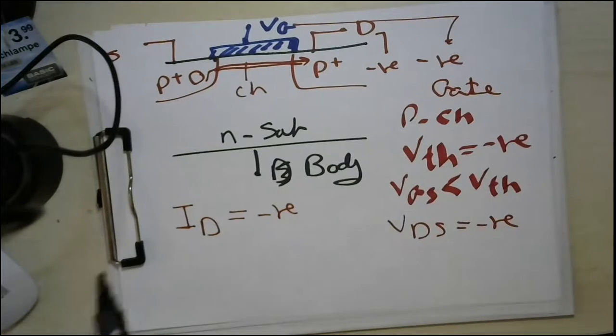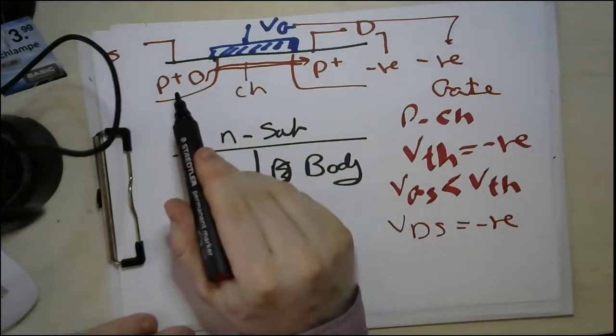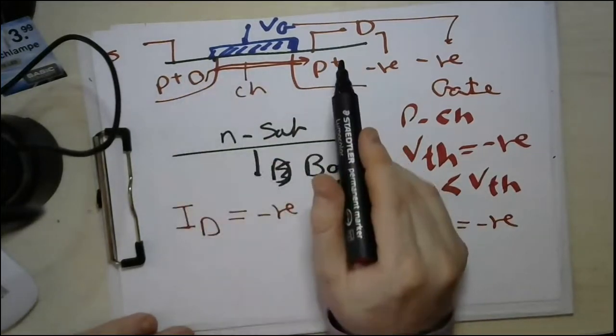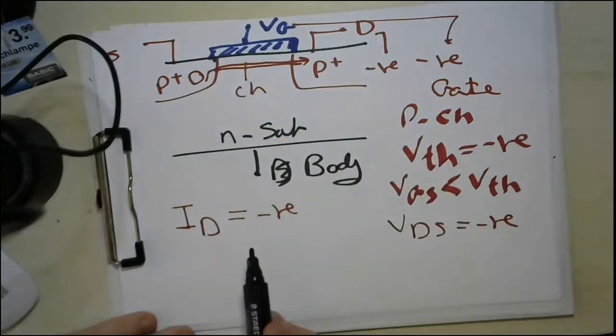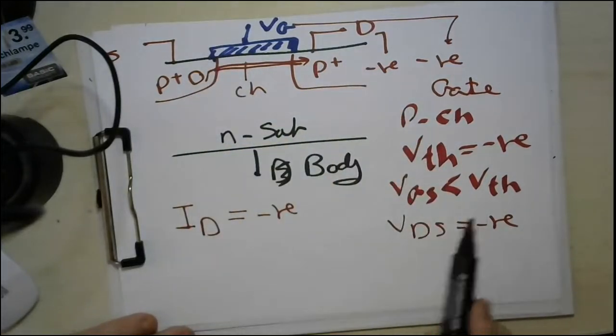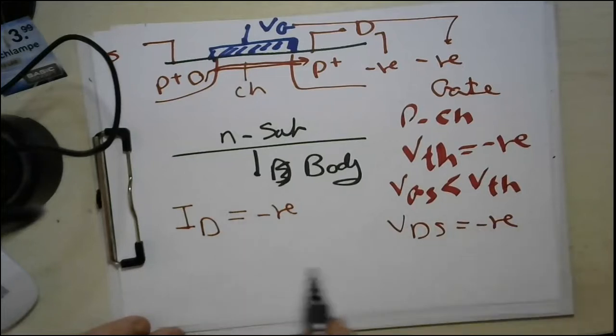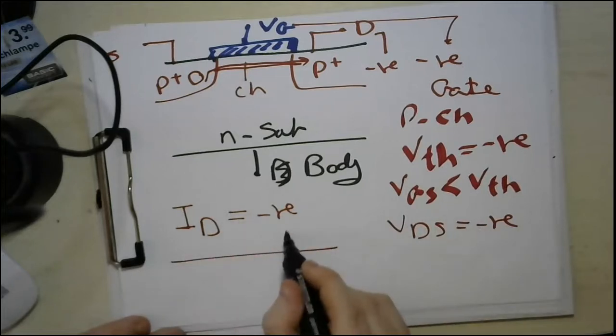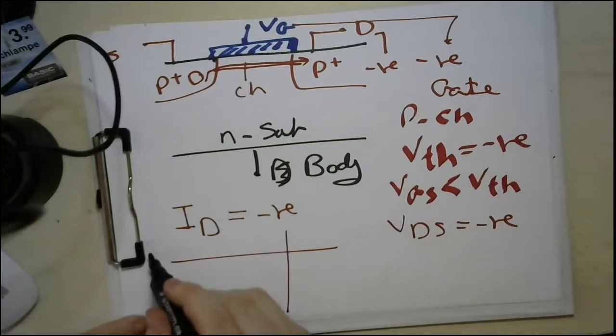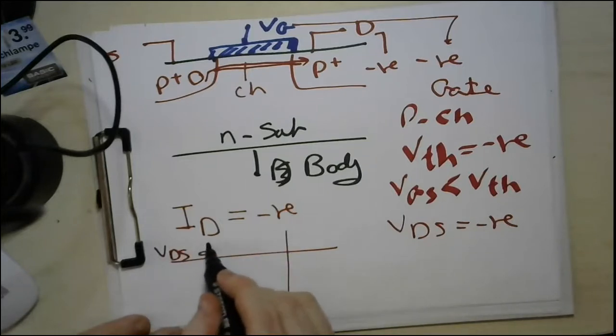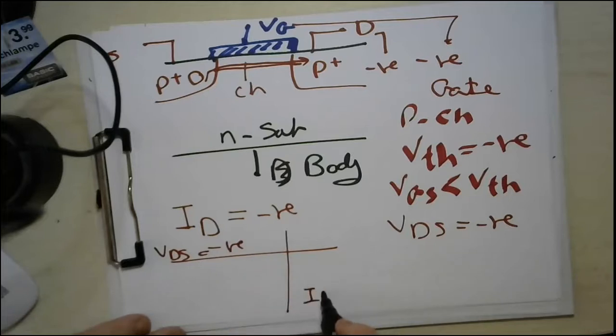However, in the N-channel MOSFET, your electrons were moving from the source to the drain, so your current is from the drain to the source. So this ID is positive. So this simply leads to the IV curve being plotted in the third quadrant, because now VDS is negative and ID is negative.